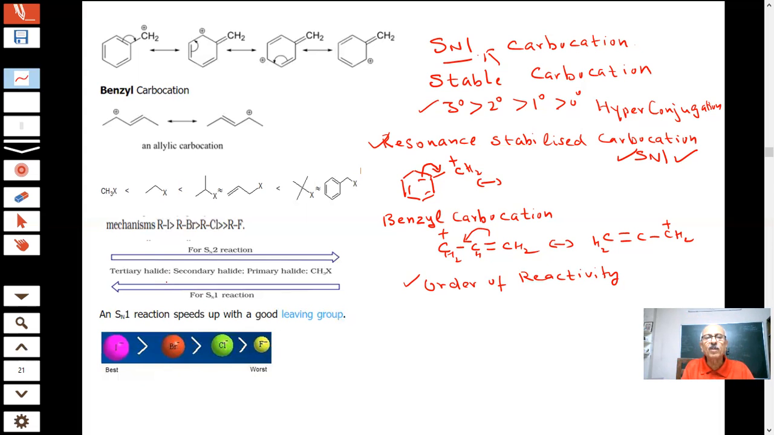So here we have shown that the order for SN2 is tertiary less than secondary, less than primary, and 0. And for SN1, the order is tertiary more than secondary, secondary more than primary, primary more than 0. You have noted this down? You can note down the important points. One question is always coming in the paper on the mechanism of nucleophilic substitution.